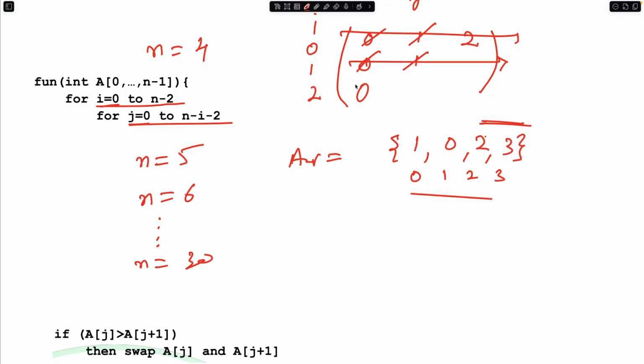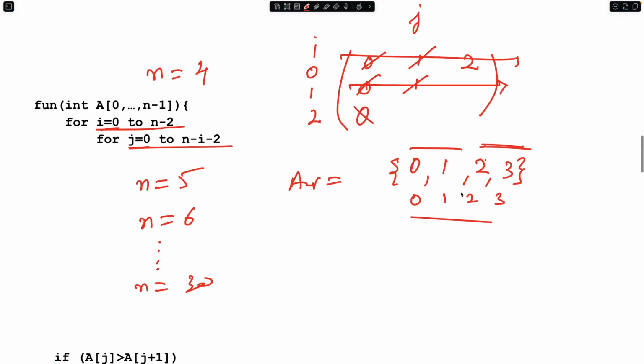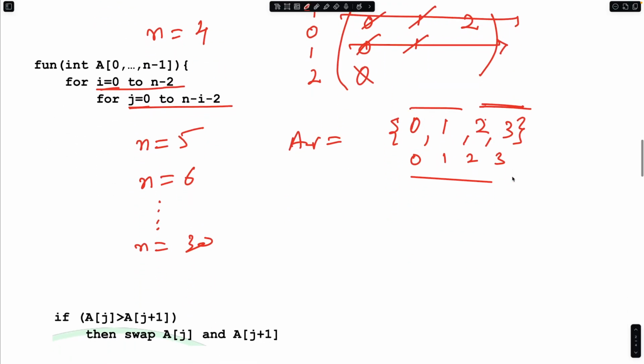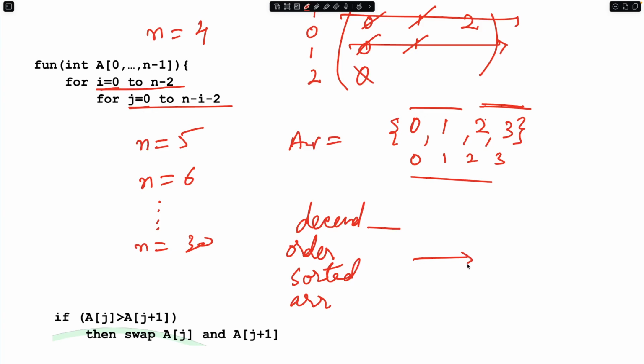So for this also another swap is performed, and as this swap was performed, your quantity became 0 1, right? Like this, the whole thing became sorted. We started with 3 2 1 0, and we got to a sorted answer. So I already know that we started with a descending order sorted array, and we got to an ascending order sorted array.